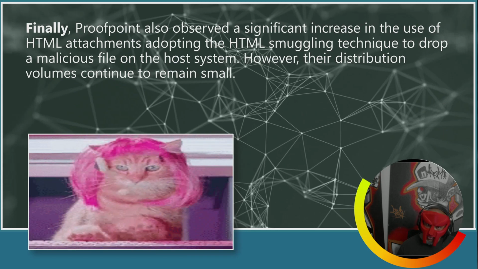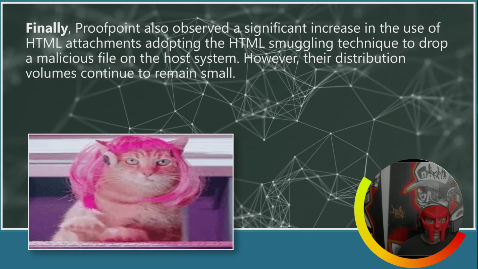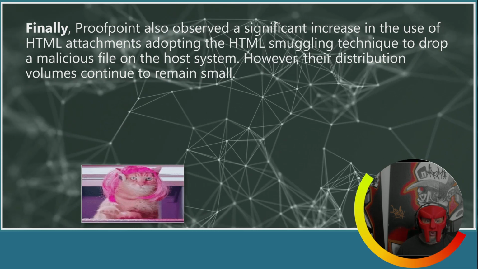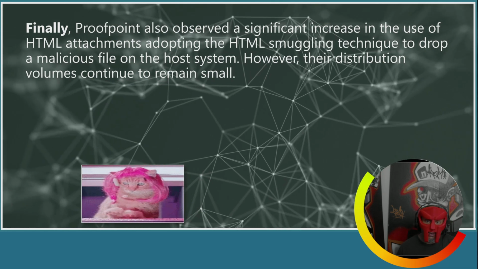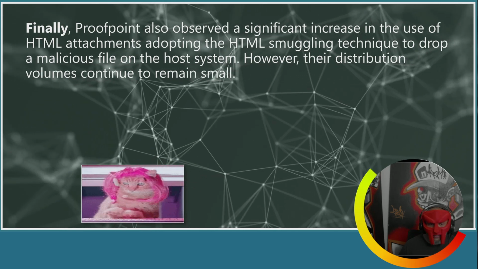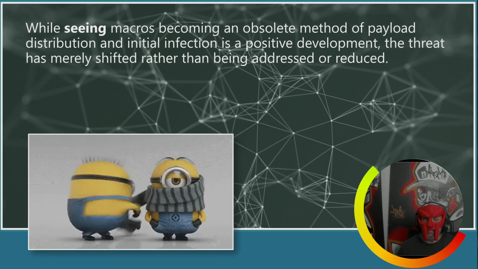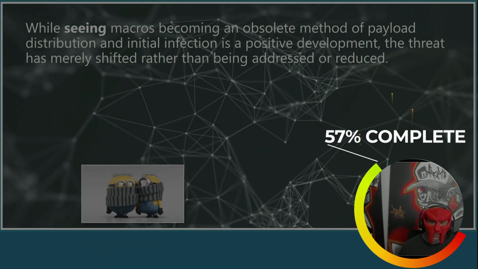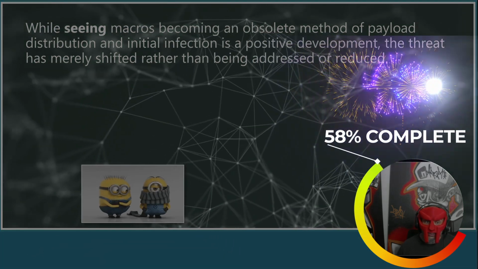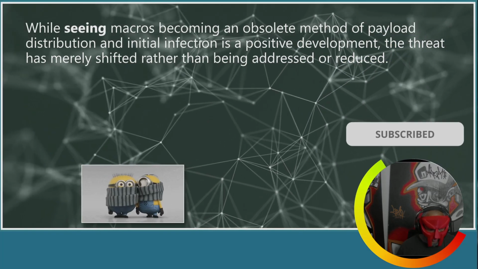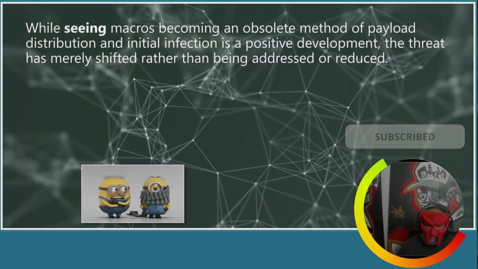Finally, Proofpoint also observed a significant increase in the use of HTML attachments, adopting the HTML smuggle technique to drop a malicious file on the host system. However, their distribution volumes continue to remain a little bit on the light side, but I'm sure that'll increase. While seeing macros becoming an obsolete method of payload distribution and initial infection is a positive development, the threat has merely shifted rather than being addressed or reduced. So you're dropping one apple to pick up another apple.